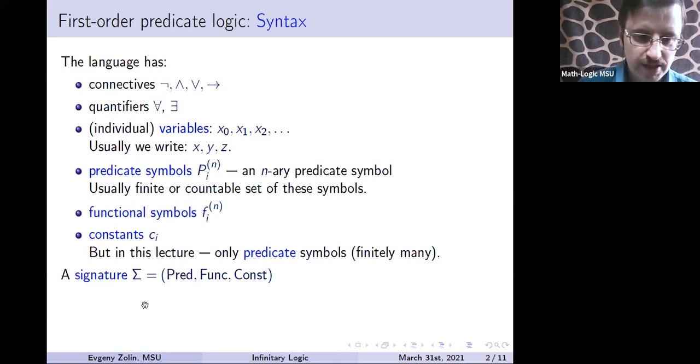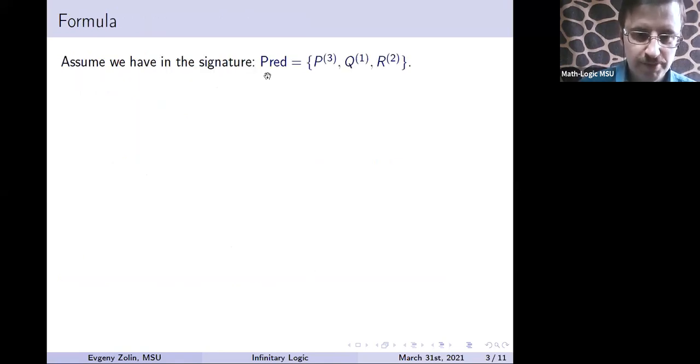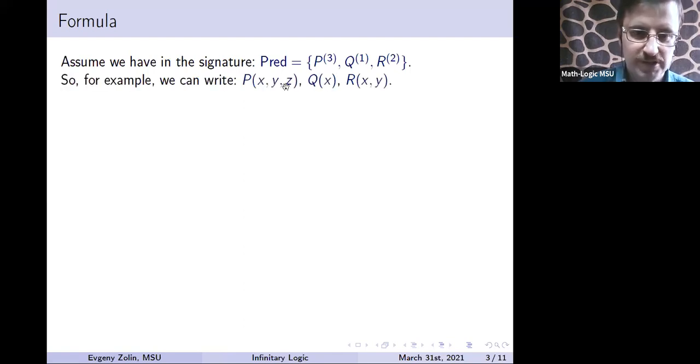So in general, a signature is a triple that has a set of predicate symbols, a set of functional symbols, and a set of constants. So in today's lecture, the second and the third component are empty. For example, our signature may have three symbols. P is a ternary symbol, Q a unary symbol, R a binary symbol. They are all relational symbols or predicate symbols, you can say predicate symbols or relational symbols. So in particular, we can write formulas like this.